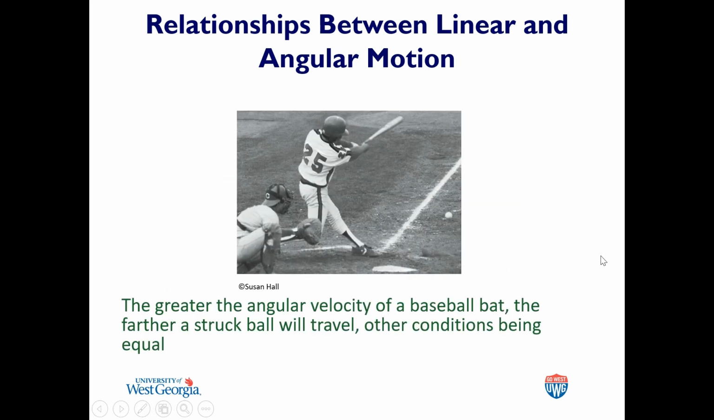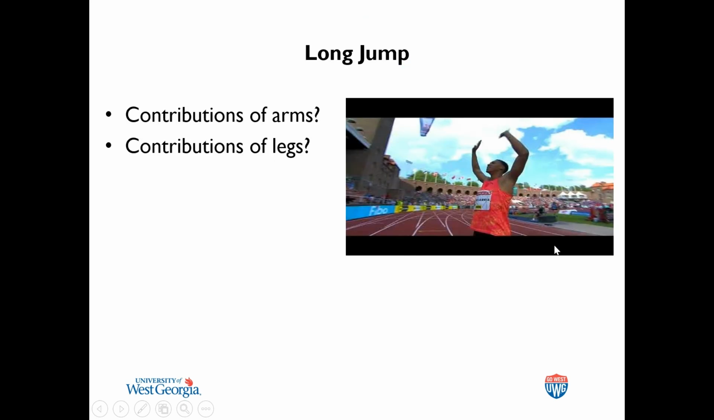So the greater the angular velocity of a baseball bat, which we just talked about, the further the struck ball will travel if everything else is held similar, okay? That's because that end of the bat is swinging, moving a greater displacement, a greater distance over time at a faster velocity, and so it's going to hit the ball further.